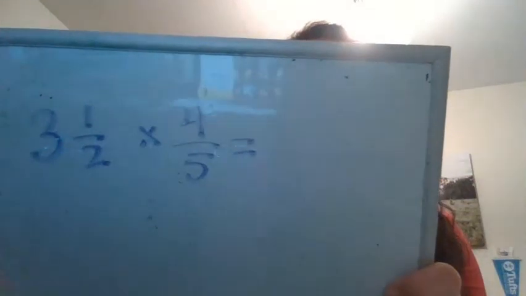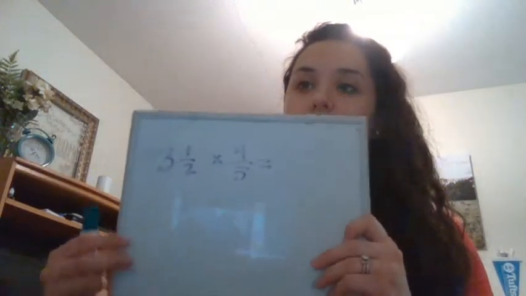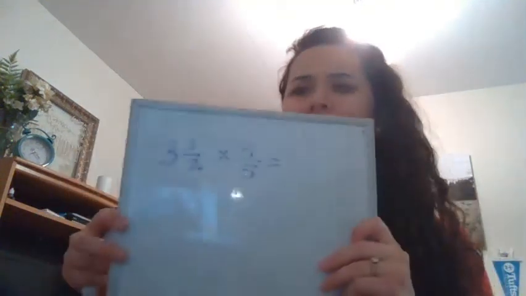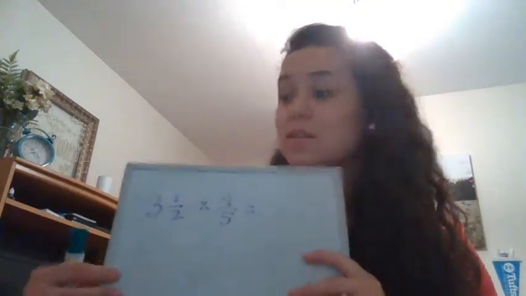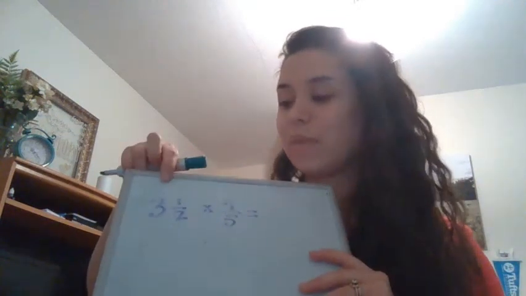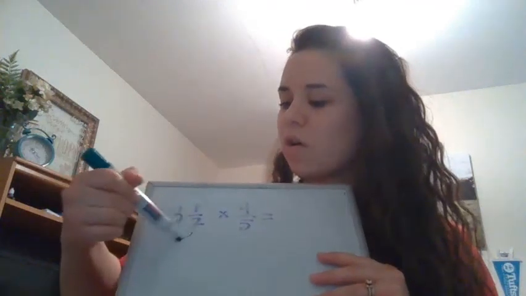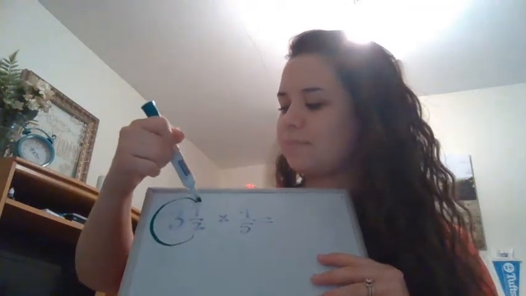Here it is. 3 1/2 times 4 fifths. It's going to get messy. Get out all your paper. You're going to need lots of paper. Here we go. I can't solve this because I have a mixed number right here. This one's not mixed, so that makes it easier for me, but I still got to make this improper. So let's go ahead. I'm going to go all the way around from the bottom to the top.